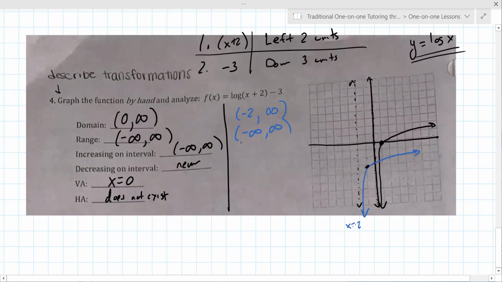The increasing is, it's always increasing. It's always going up and to the right. That's what increasing means. Decreasing is never, because it's never going down and to the right. Okay. And then the vertical asymptote is at x equals -2. Again, that comes from this x plus 2, wherever that equals 0. And then the horizontal asymptote does not exist. It never exists on these. Okay.